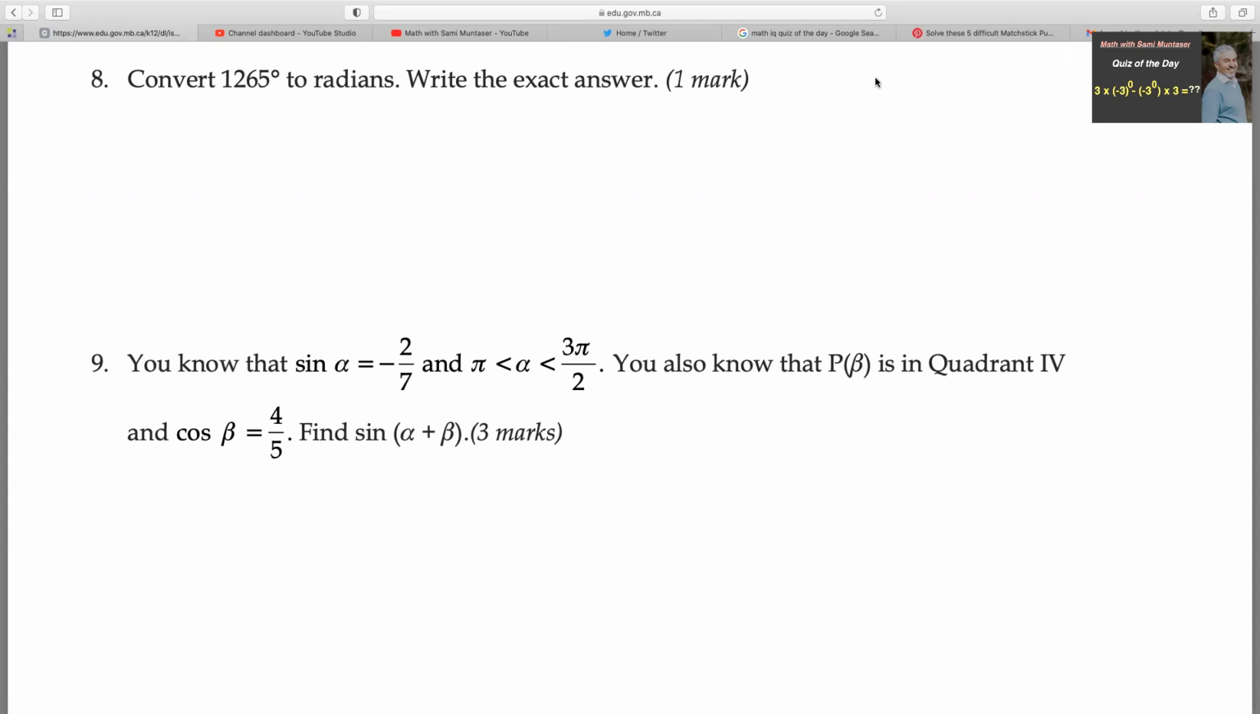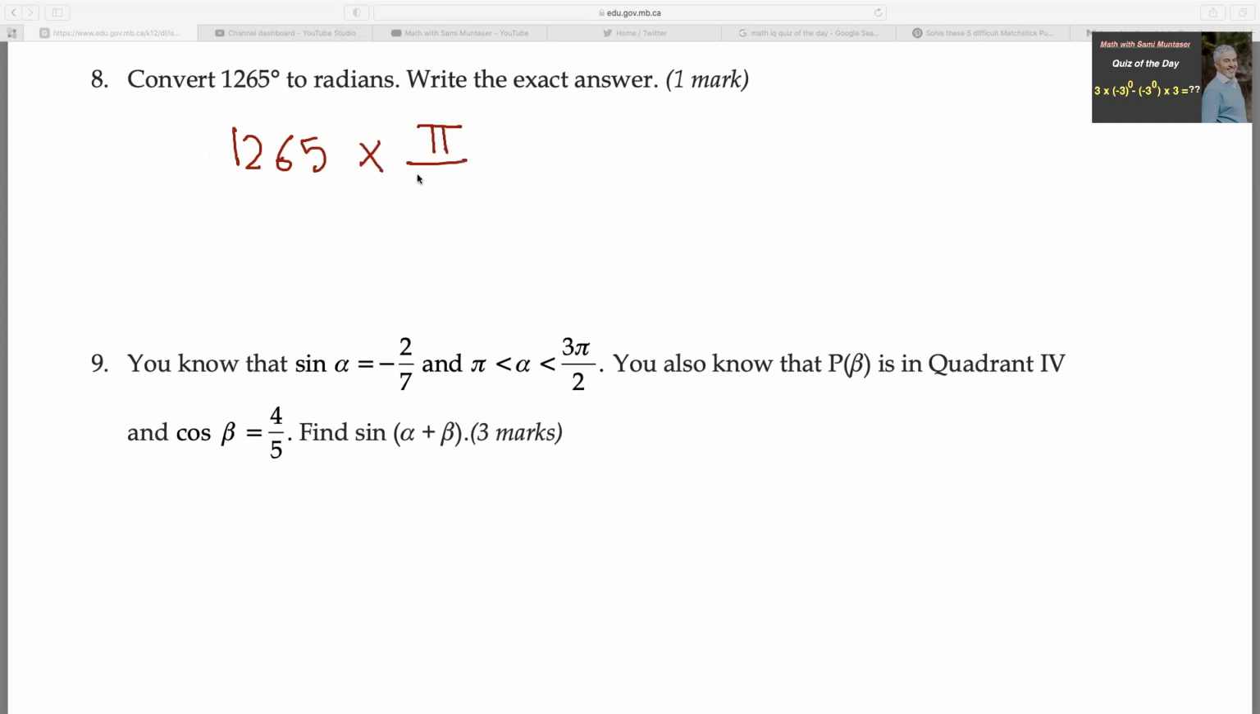Here's a question. We're getting into trigonometry, my favorite subject. I'm not kidding. Okay. So 1,265, convert that to radians. When you're converting to radians, you multiply by pi over 180. If you're converting radians to degrees, you multiply by the reciprocal of that. So 1,265 times pi, and they want the answer in exact values.